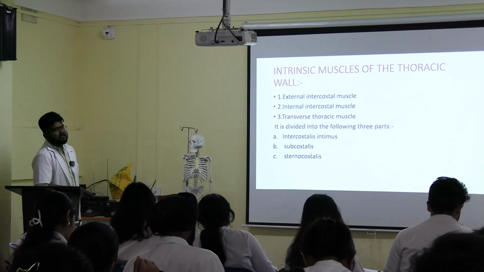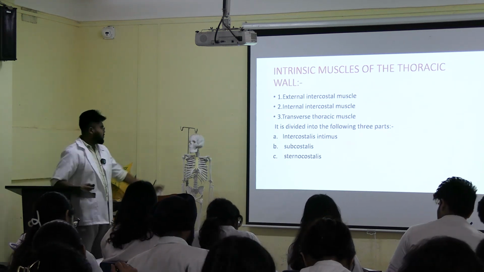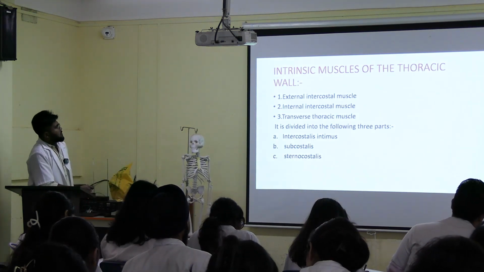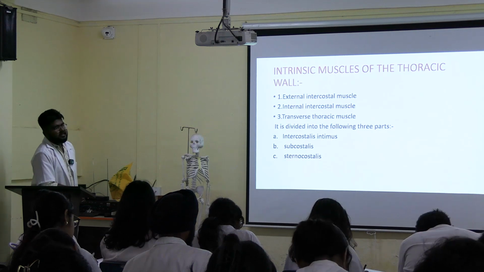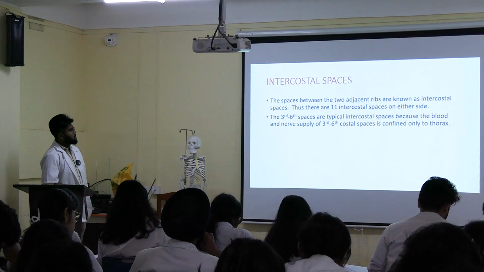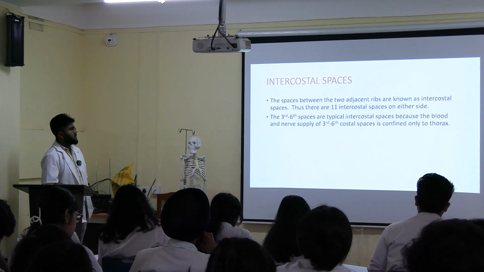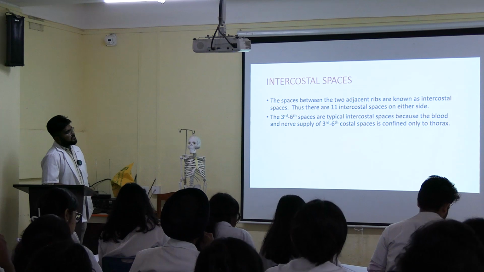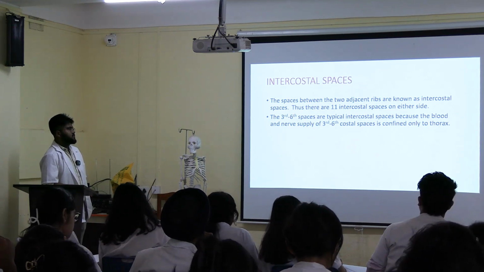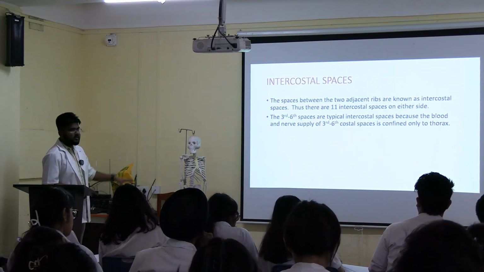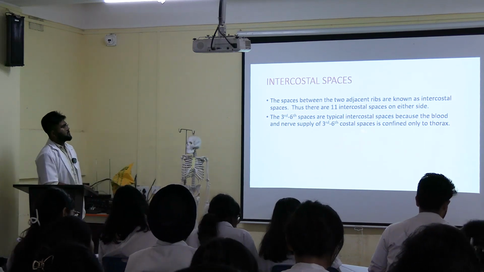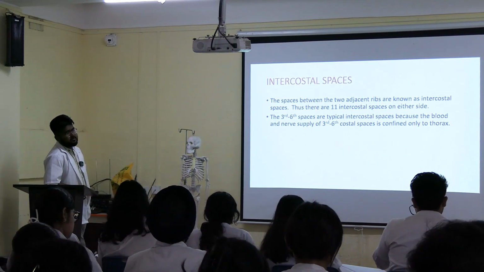Next is the intrinsic muscles of the thoracic wall, meaning the whole thoracic wall muscles, not only the space muscles. They are the external intercostal, internal intercostal, then transverse thoracic. So third to sixth spaces are the typical intercostal spaces. What is the reason? Because the blood and nerve supply to the third to sixth costal spaces is confined to the thorax, meaning only limited to this part. That's why they are called the typical ones.